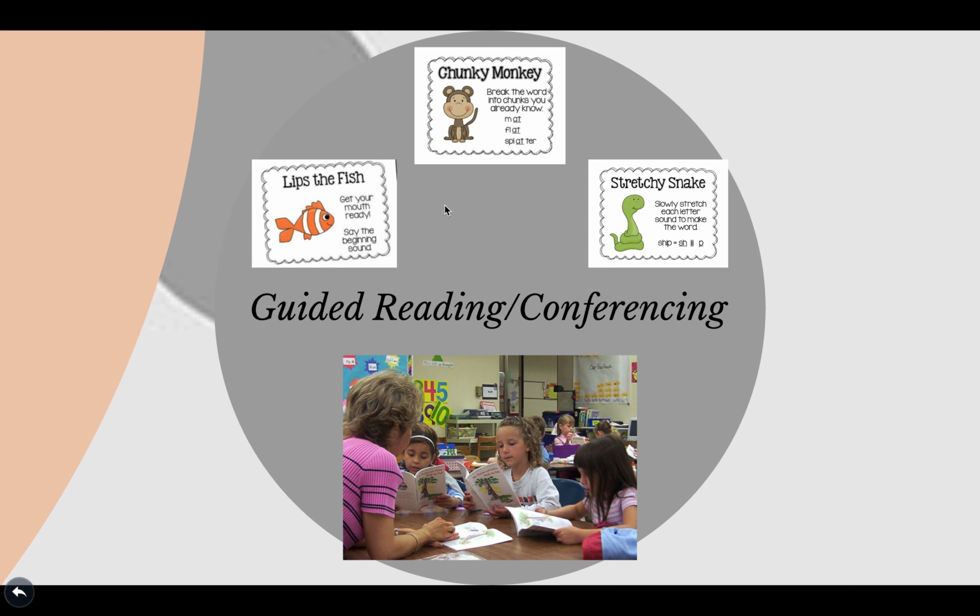So for example, the strategy lips of the fish can be taught: get your mouth ready to say the word. There's the reading strategy chunky monkey: break the word into chunks that you already know. And stretchy snake: slowly stretch out each sound to make the word. And each of these strategies support the bottom-up approach where you're teaching those decoding skills.